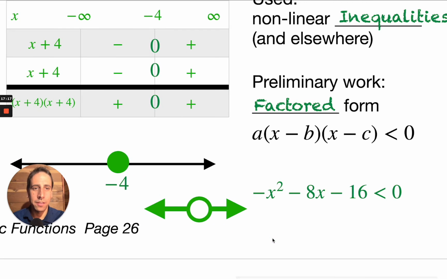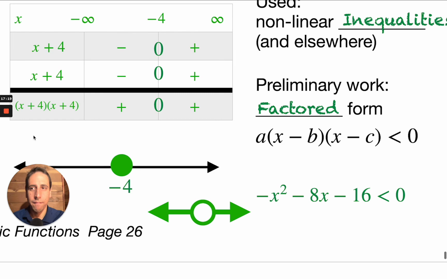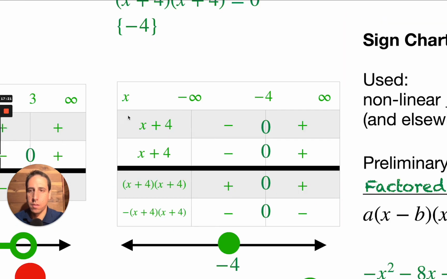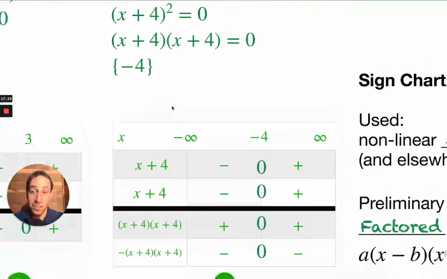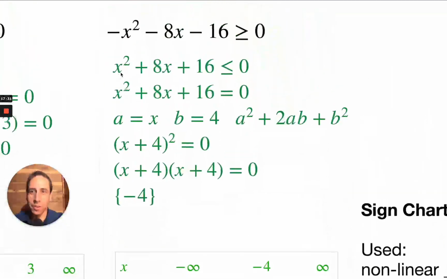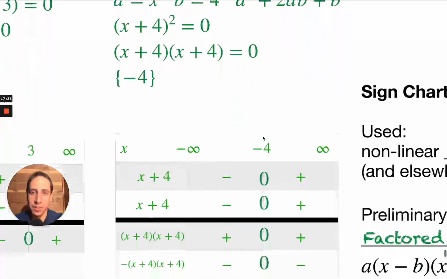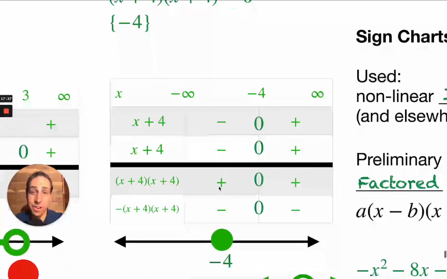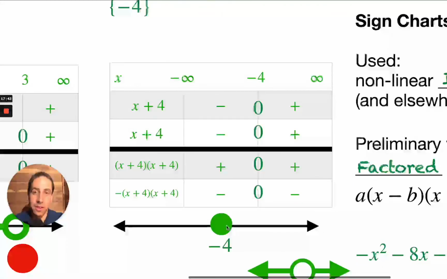So I just added another row just to help compare what we're looking at. So x plus 4 times x plus 4, that's really this inequality right here. And you can see, when is that less than or equal to 0? It's really not on this side. It's not less than or equal to 0 on this side either. It's only less than or equal to 0 right here in the middle at -4.